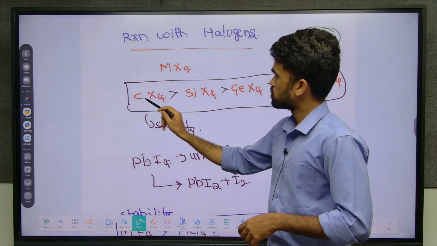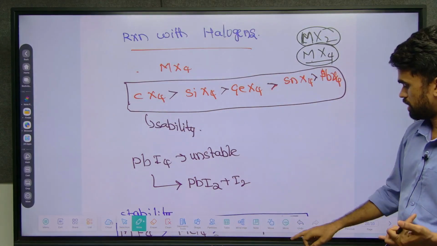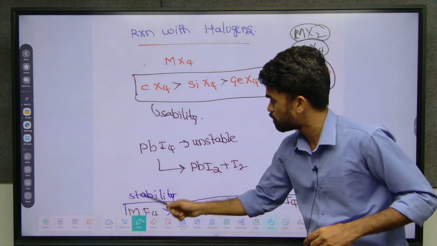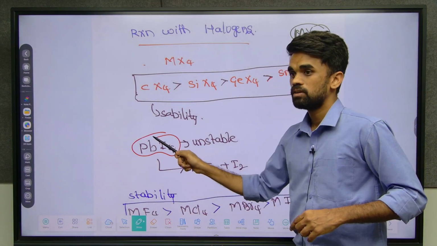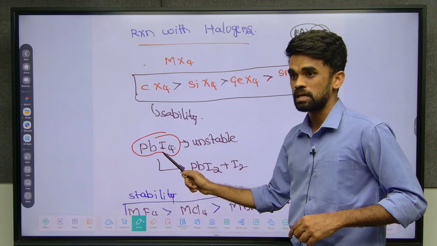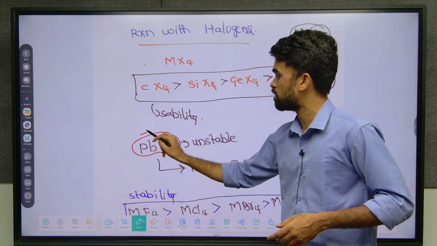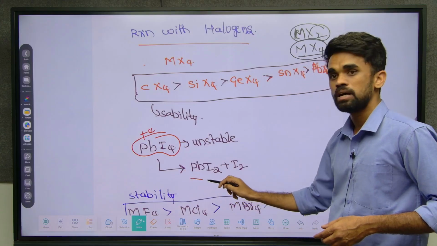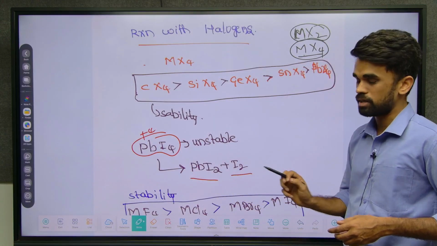Okay. So this is the order of the stability. See, already we have discussed about PbI4 story. What I told you, PbI4 is unstable because of higher oxidation state. So what it will do, it will decompose as PbI2 plus I2 gas.